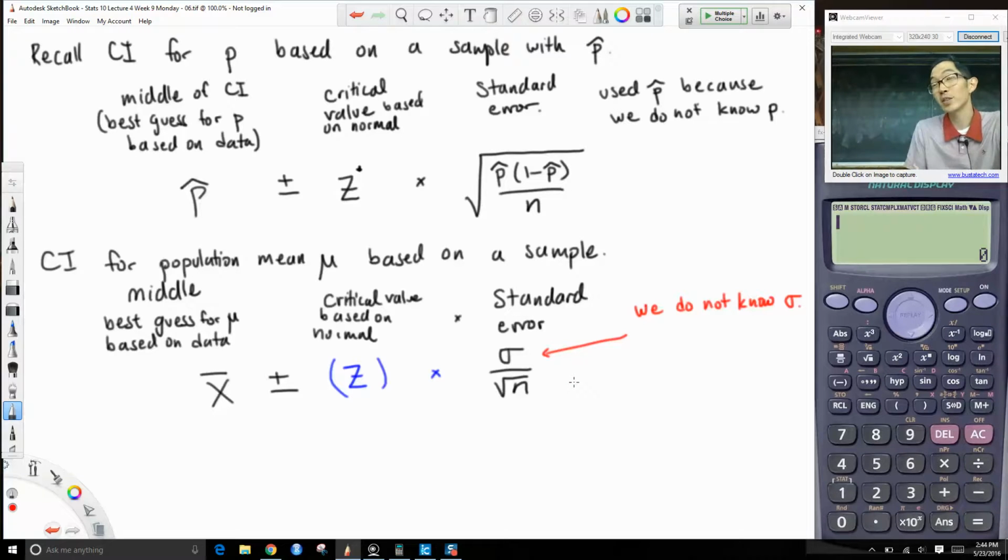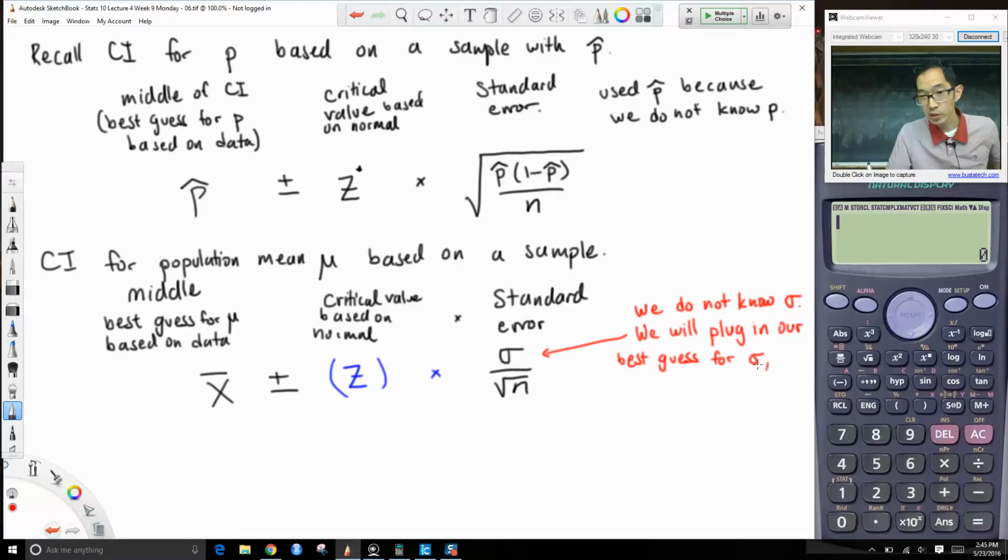If we don't know the population standard deviation, can we try to guess what that is? What do you think a good guess of the population standard deviation would be? The sample standard deviation, right? So if we don't know what the population standard deviation is, we will plug in our best guess for sigma, which is our sample standard deviation S.